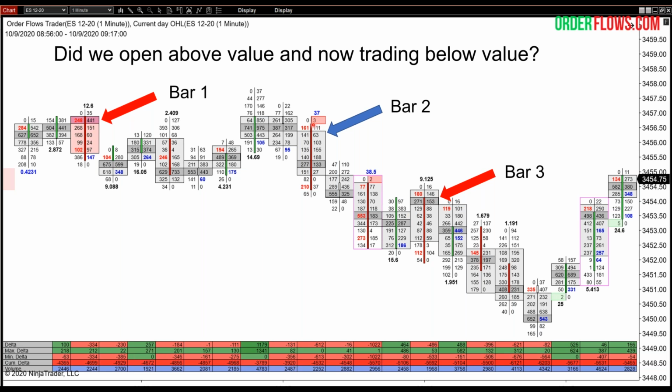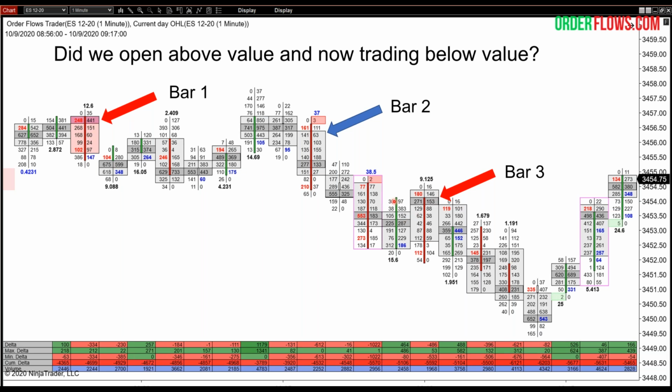Now, bar 2 is kind of similar, but it just deals with the individual bar. Bars 1 and 3 deal with the previous bar's value area. Bar 2 is we opened above the bar's value area. Now, you're not going to know where the value area is till the bar closes, but what did it do? We closed below the value area for the bar. That's also bearish, right? The same thing would be true if it was bullish. If we opened up below the bar's value area and closed above it, that would be bullish.